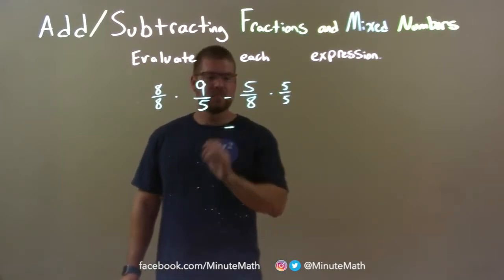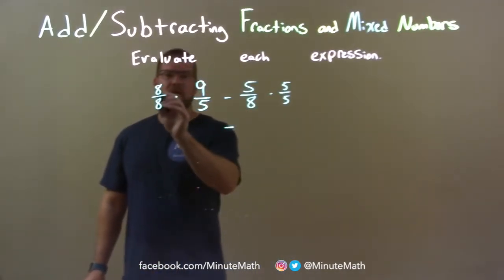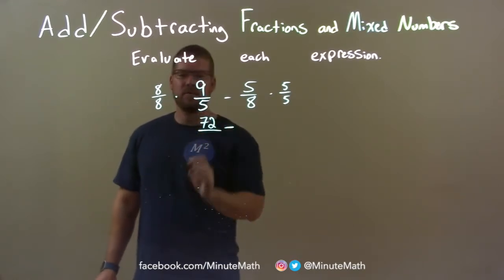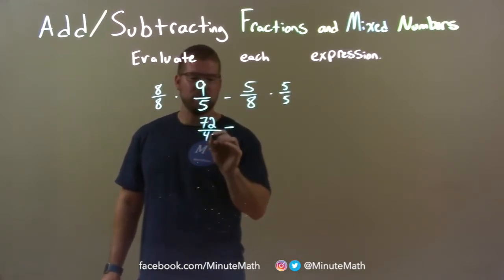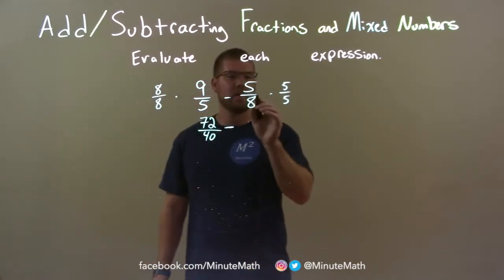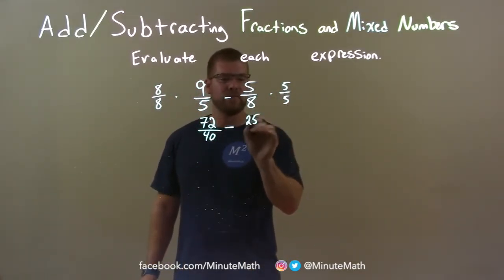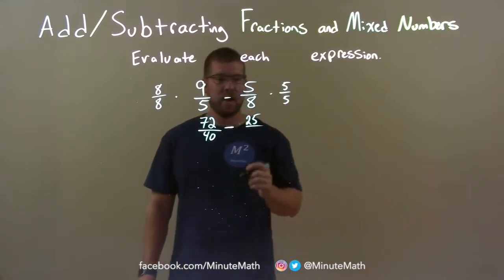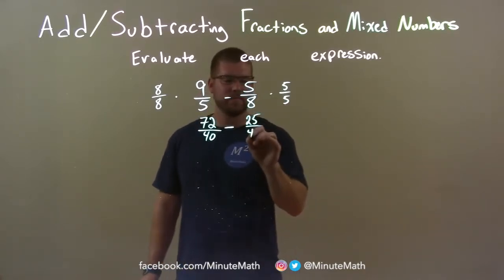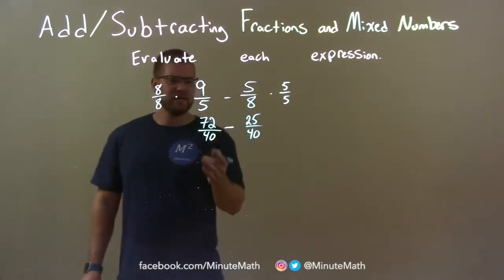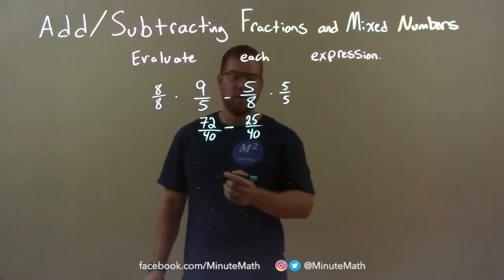So, subtraction sign there. Let's go to the left. 8 times 9 is 72. And 8 times 5 is 40. Now to the right, 5 times 5, multiply across. 5 times 5 is 25. And 8 times 5 is 40. Okay? So now, we have 72 over 40 minus 25 over 40.